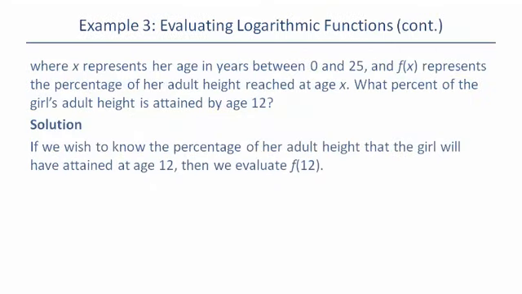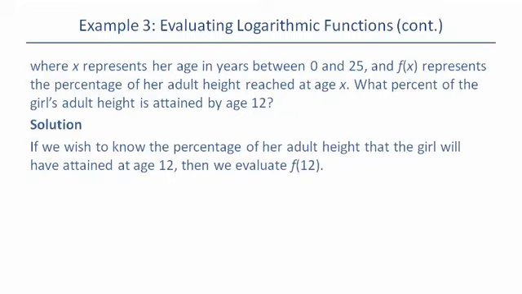Now, x is going to represent her age in years between 0 and 25. The reason it's only between 0 and 25 is, well, for one thing, you can't be negative years old. And past 25, the function no longer models growth really well. It only models over that small window.